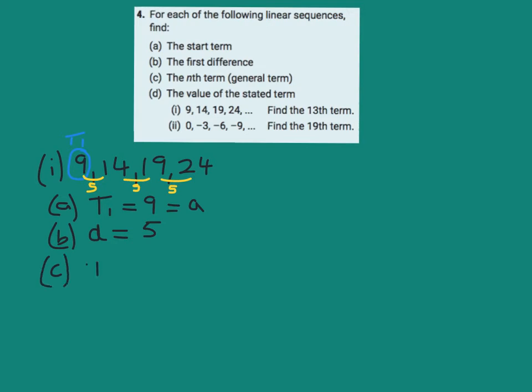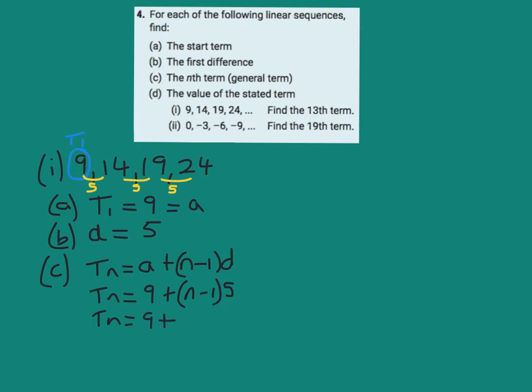And that means we need to use our formula. So Tn equals a plus (n minus 1) multiplied by d. So all I'm going to do is replace: my a, my first term, I got was 9, plus (n minus 1) multiplied by d, which is 5. So I get Tn equals 9 plus 5 by (n minus 1).